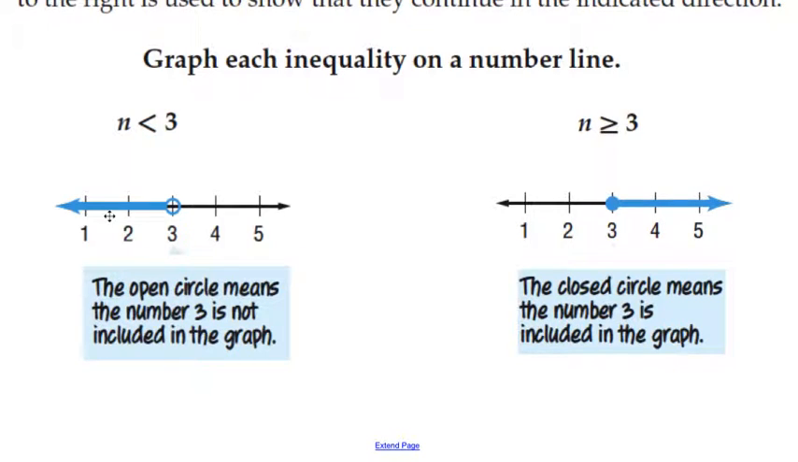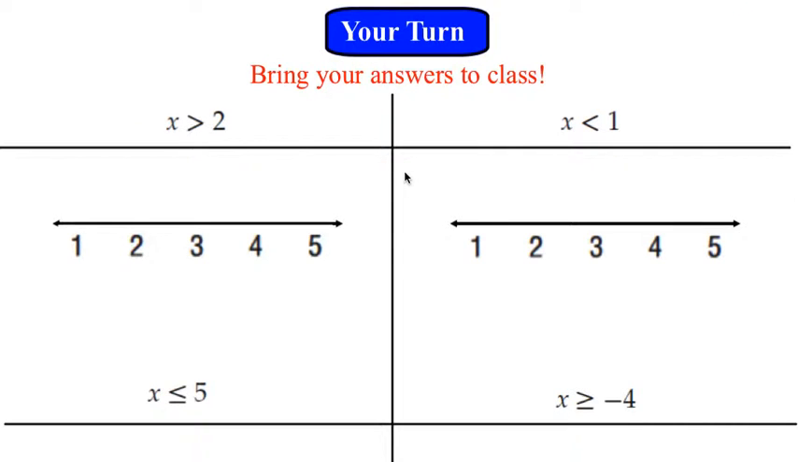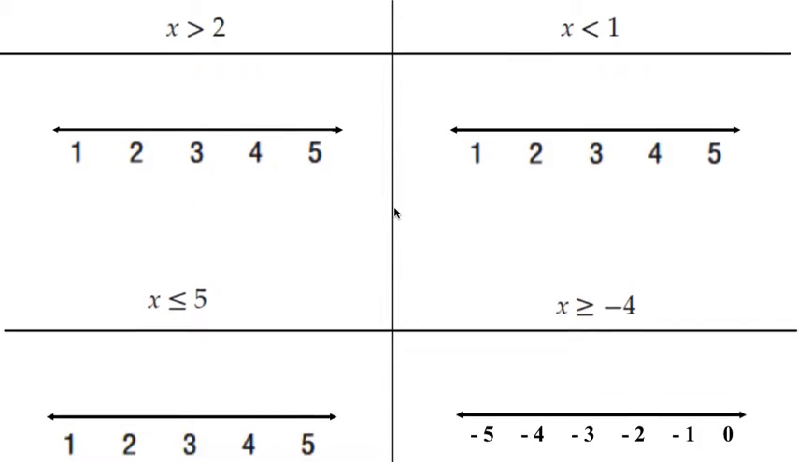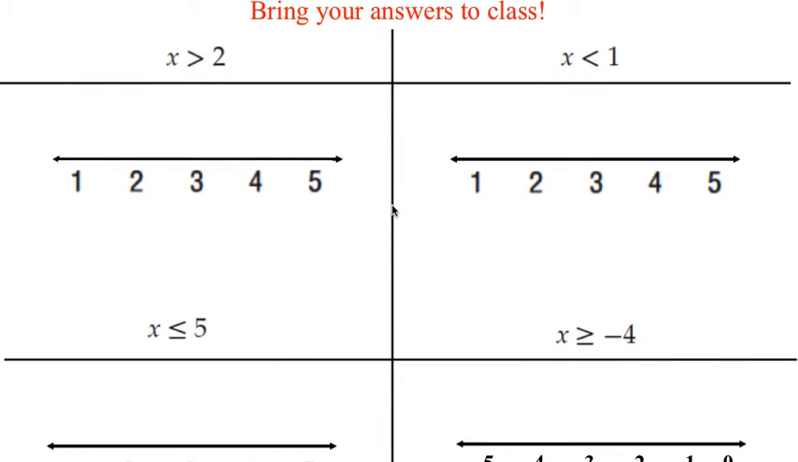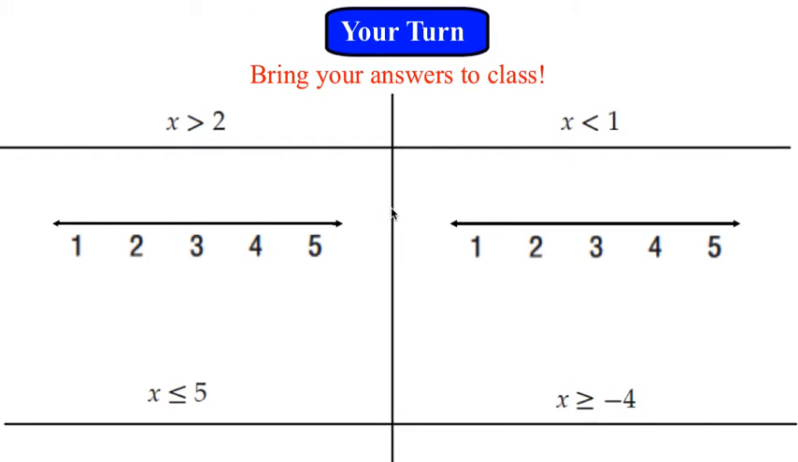And that's exactly how I would like you to do these on your homework, okay? You're going to do a closed dot if it has greater than or equal to or less than or equal to, and an open dot when it does not. So here are a couple for you to try. Go ahead and do these 4 problems and bring your graphs to class, and I'll check through those and see how you do. See you next time.